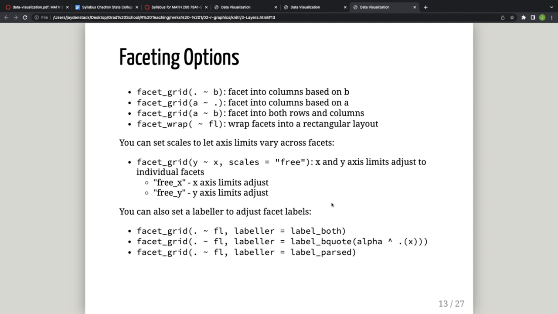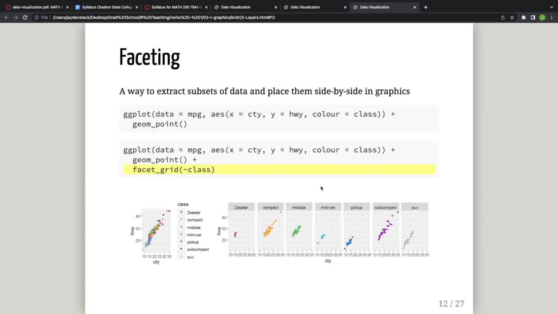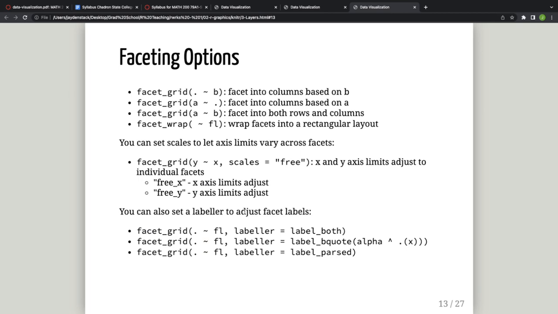You can also set a labeler to adjust facet labels, if I wanted to say something different than what the variables actually were. Let's say the two-seater wasn't super clear to me, and let's say it's just an individual company or something like that. And so the two-seaters were all, I don't know, Pontiac convertibles or something like that. So for the first one, I could say Pontiac convertible if I wanted to, and set a different labeler for my data.